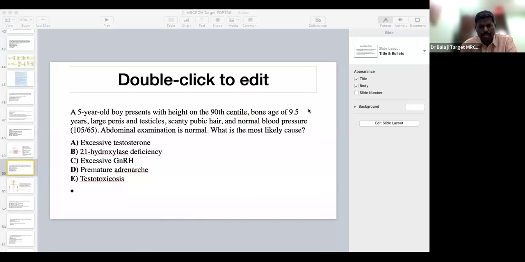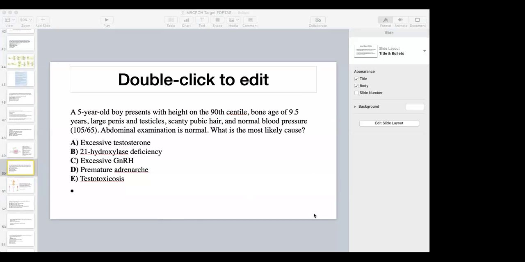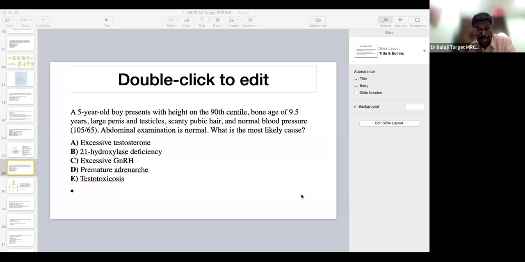Who wants to take this? Sir, I will just guess only, sir. 21 hydroxylase deficiency. Guess only. So 21 hydroxylase deficiency in a 5-year-old boy means it's a congenital adrenal hyperplasia. What you're saying is congenital adrenal hyperplasia in a boy child.